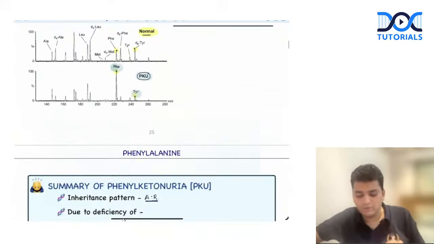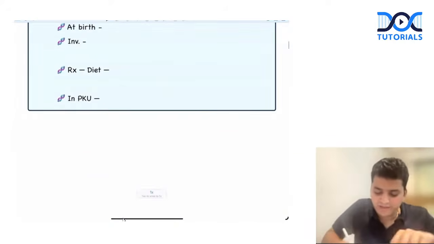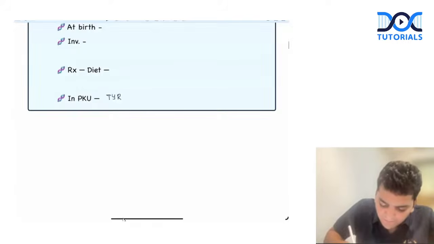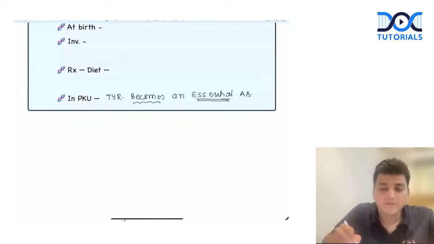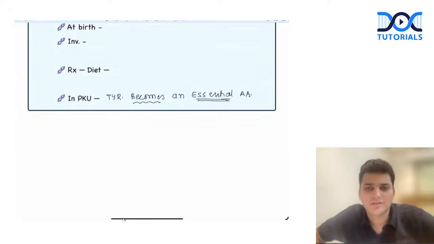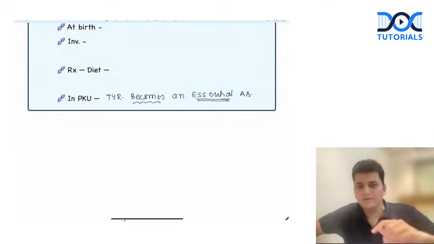So let's write down this point: in phenylketonuria, tyrosine becomes an essential amino acid. Okay.